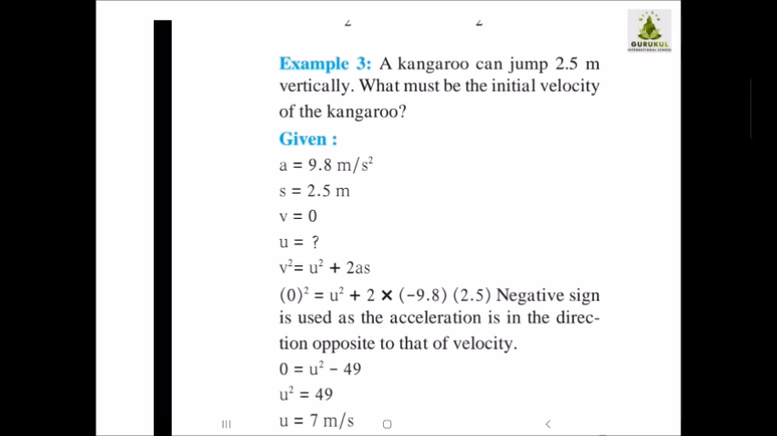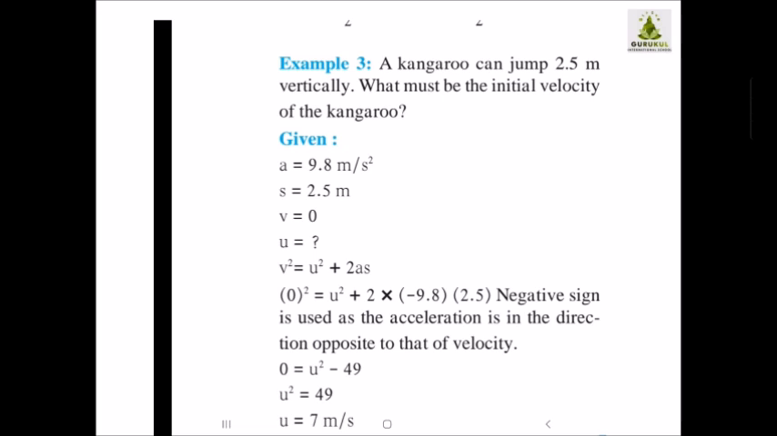So now using these quantities, which equation will you be able to derive? You will be supposed to apply the equation v square is equal to u square plus 2as. Now v square is 0, so 0 square is always 0. So now you will be getting u square plus 2 into minus 9.8 into 2.5.